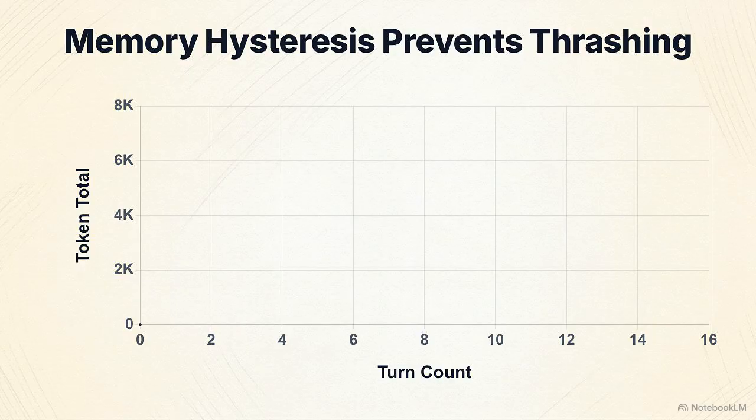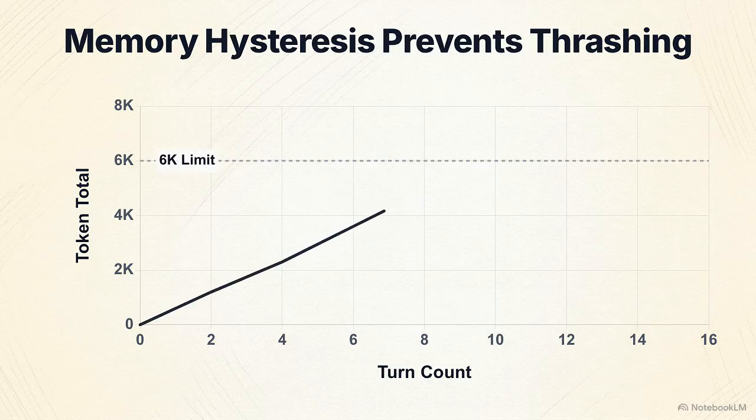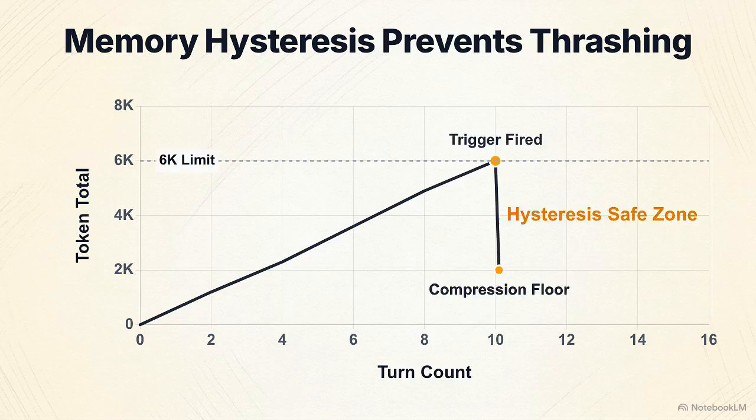The first is turn-based. By default, the orchestrator fires once the agent reaches 10 turns since its last memory management pass. The second is token-based. It acts as a ceiling, firing when the total exceeds a 6,000 token threshold. To maintain stability, the Memory Compressor orchestrator incorporates hysteresis. Hysteresis prevents the system from thrashing, repeatedly triggering compression for every new token added.